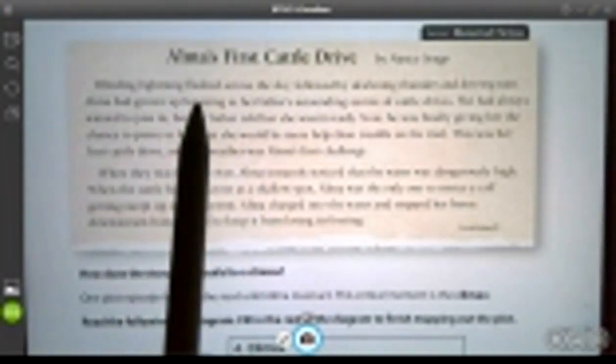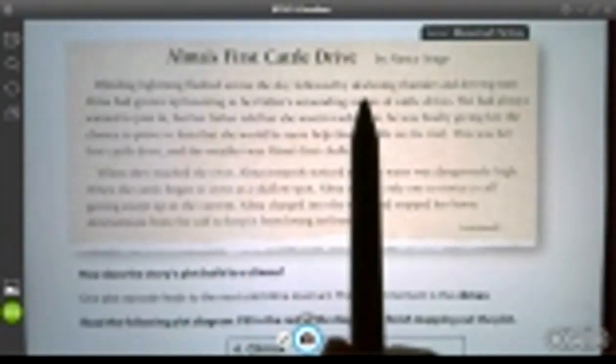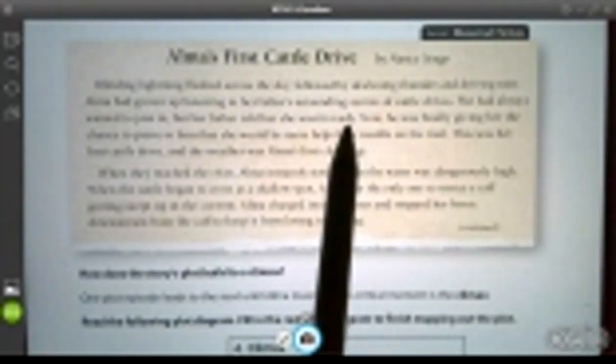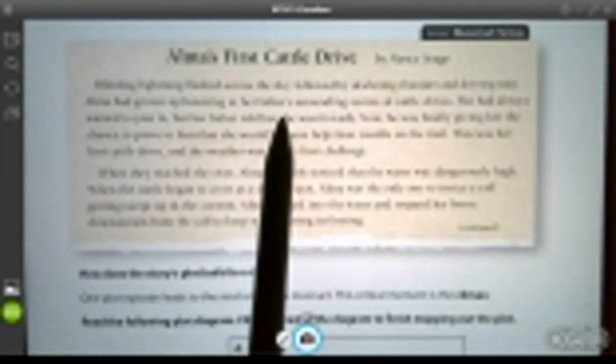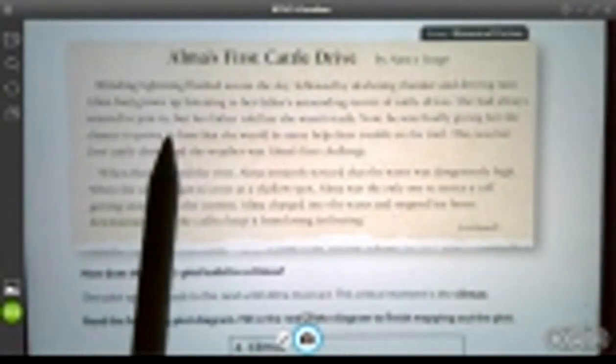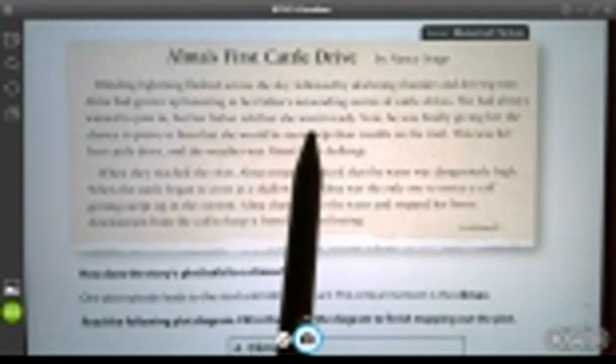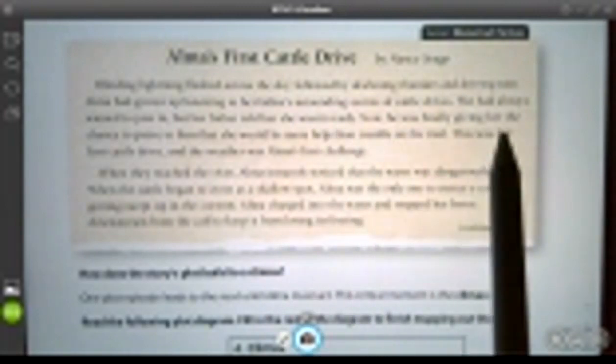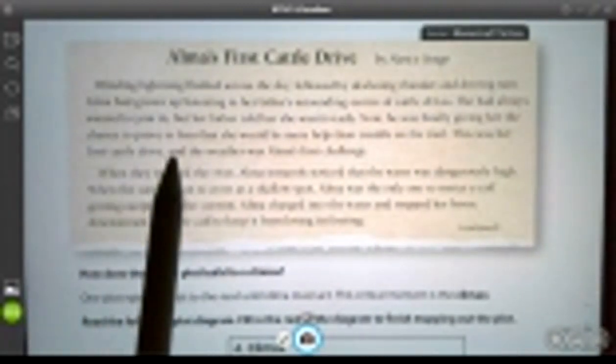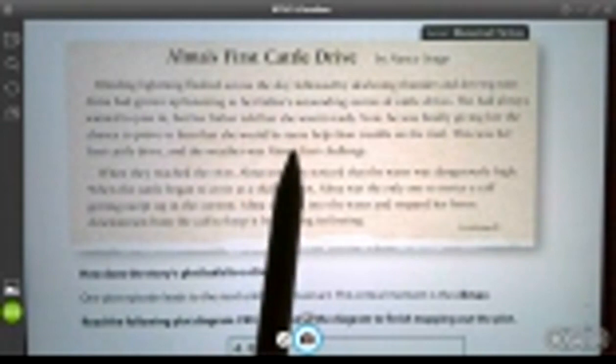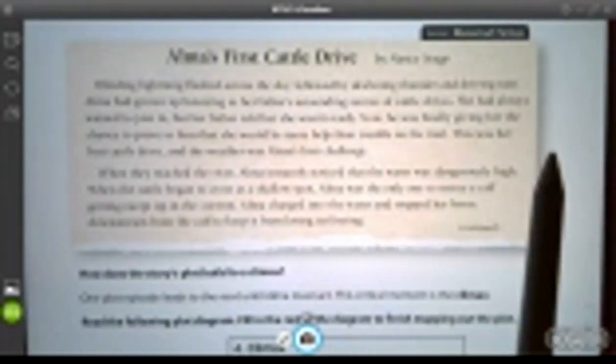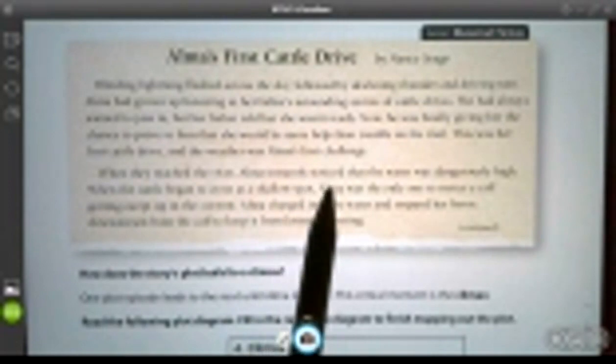Alma's first cattle drive. Blinding lightning flashed across the sky, followed by deafening thunder and driving rain. Alma had grown up listening to her father's astounding stories of cattle drives. She had always wanted to join in, but her father told her she wasn't ready. Now he was finally giving her the chance to prove to him that she would be more help than trouble on the trail. This was her first cattle drive, and the weather was Alma's first challenge.